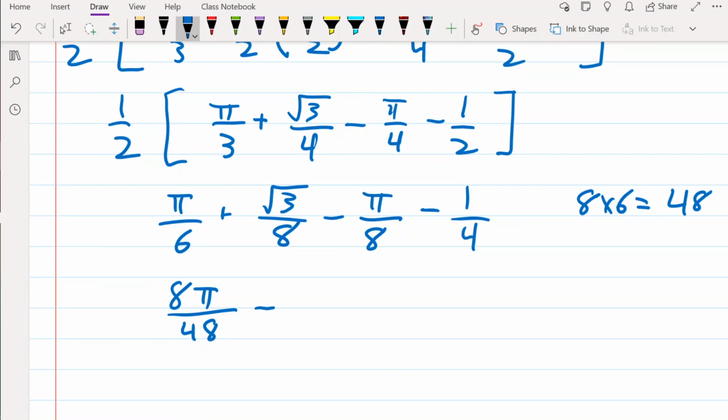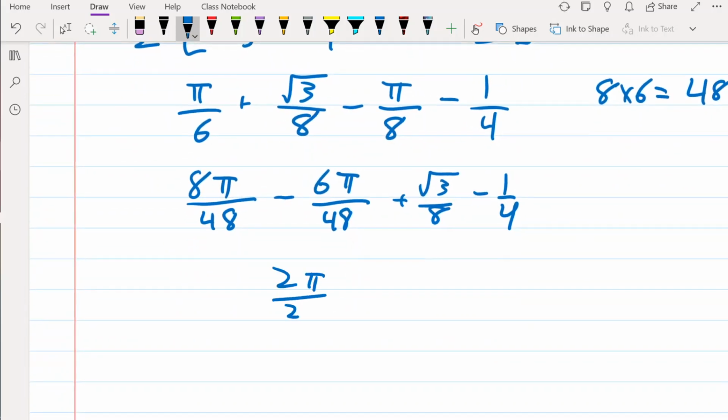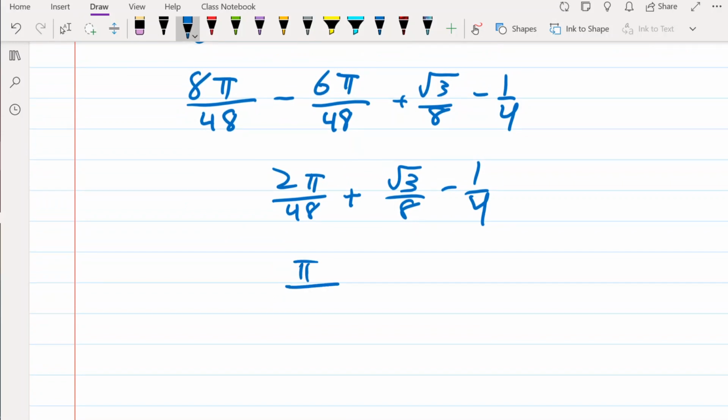So that'll be over here, minus 6 pi over 48, plus root 3 over 8 minus 1 over 4. So that is going to be equal to 2 pi over, or no, over 48, not 24, plus root 3 over 8 minus 1 over 4, which we can simplify down to pi over 24 plus root 3 over 8 minus 1 over 4. All right, and we were able to do number 43.